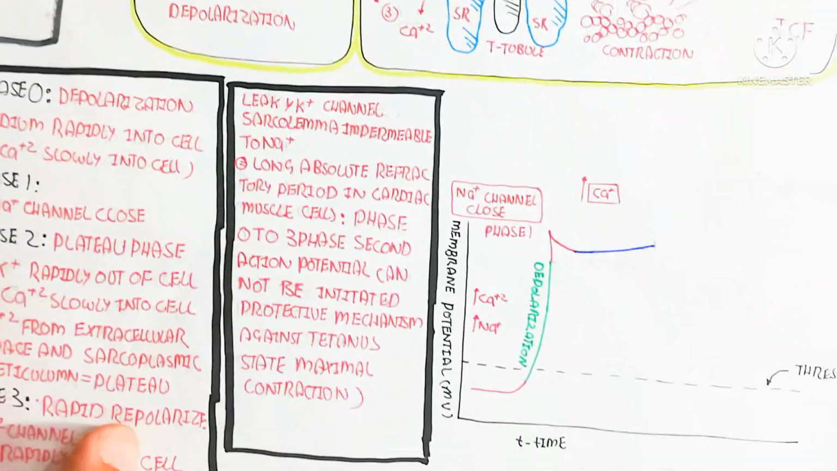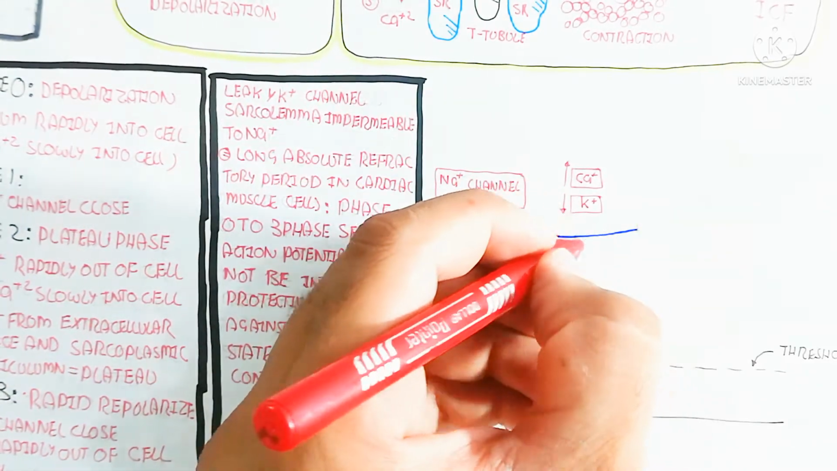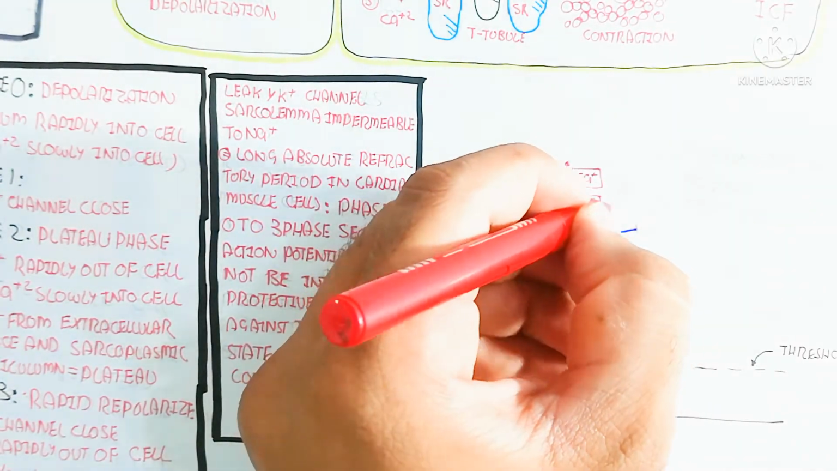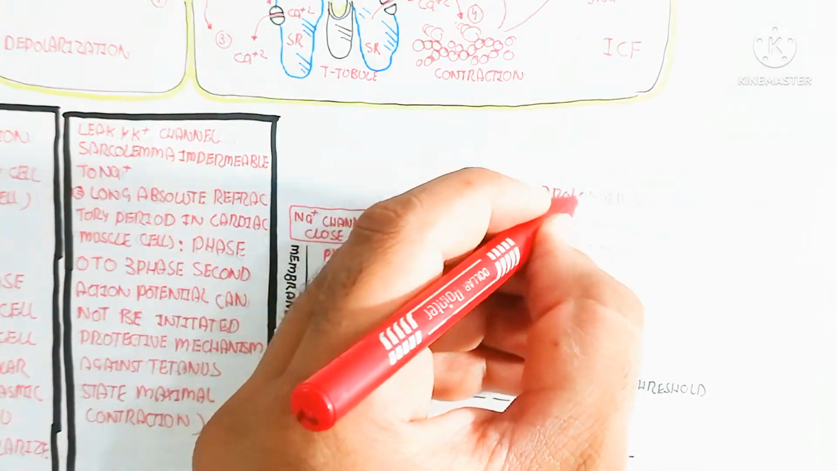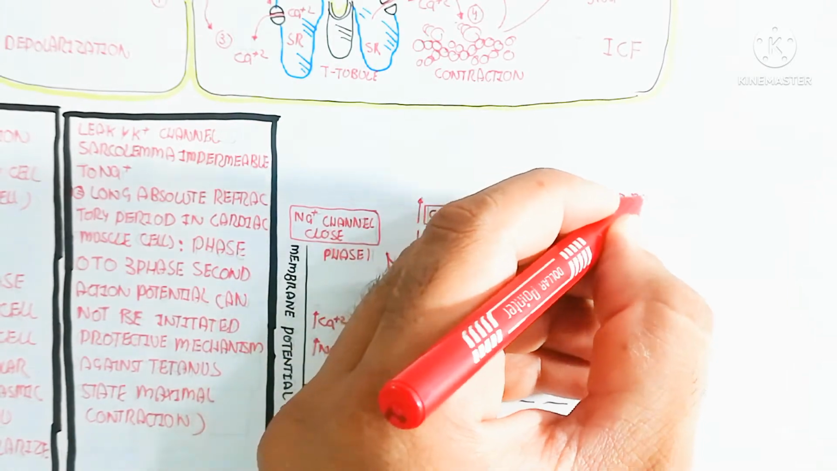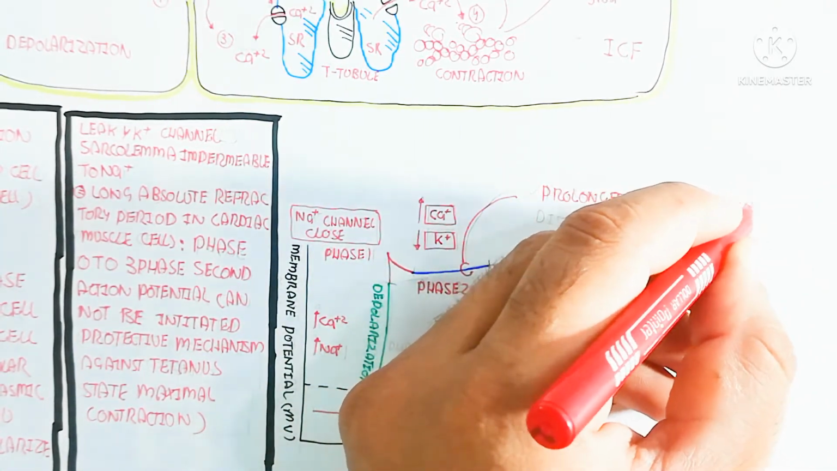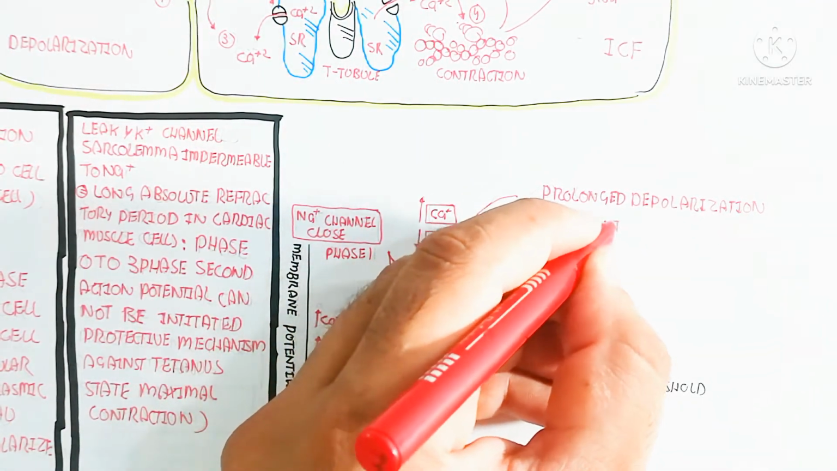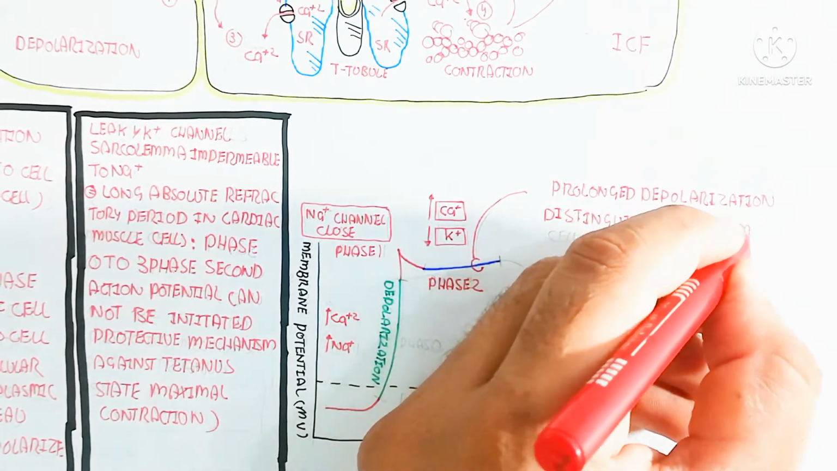The decrease in potassium leads to prolonged depolarization, which distinguishes the cardiac muscle cell from the skeletal muscle cell. Why? Because skeletal muscle cells do not contain the slow calcium channel, gated channel opening, and the potassium moves outside like this, and that is why the strong contraction does not occur in skeletal muscle.